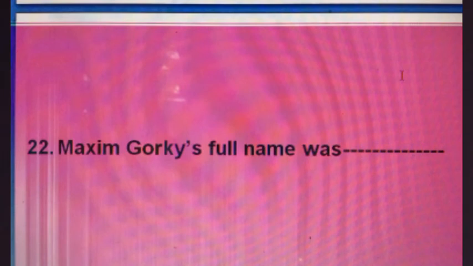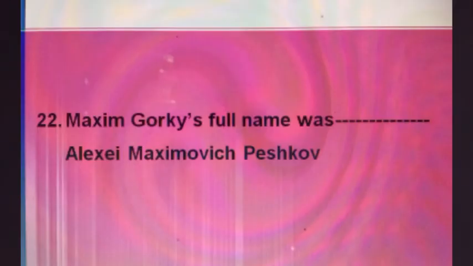Question number 22. Maxim Gorky's full name was Dash. Answer: Alexey Maximovich Pashkov. Maxim Gorky's full name was Alexey Maximovich Pashkov.